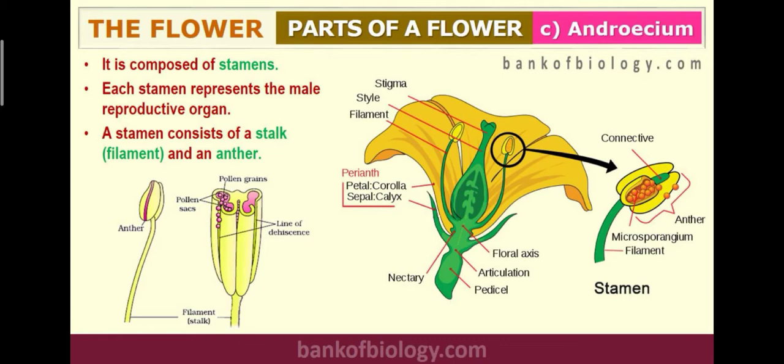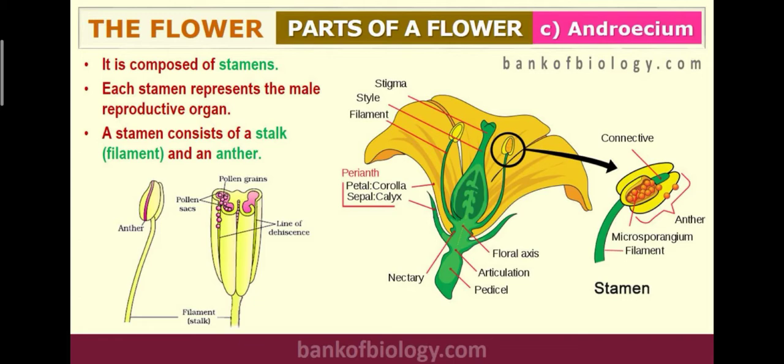Now another, androecium. The fourth part of the flower is androecium, the male reproductive part. Let's start this one. As you see in the picture, the male reproductive part, ठीक है, pollen grains होते हैं, है ना, pollen grains होते हैं जो anther में होते हैं. It is composed of stamens. The male reproductive part is called the stamen.